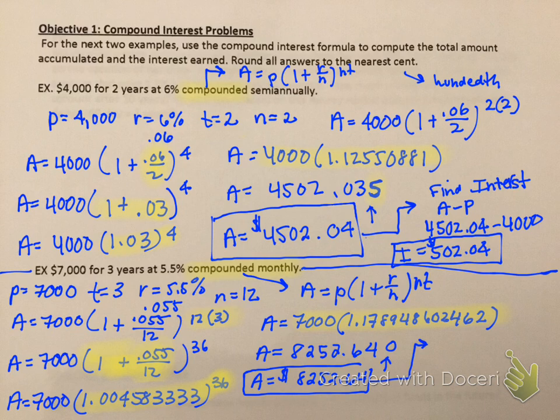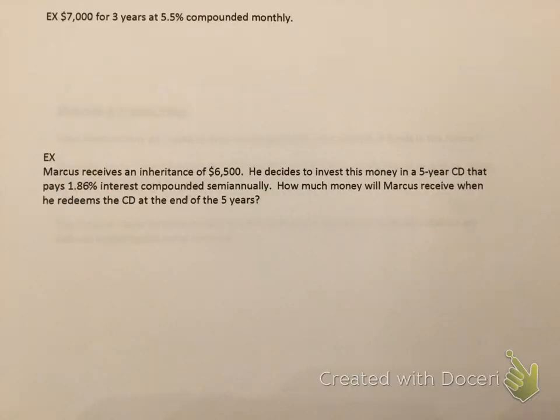All right, and then the interest that I'm going to earn, remember I take amount minus principal. The amount was 8252.64 minus 7,000. And when I do that, I get $1,252.64. That's the interest that I earn over that time period. So it's really great because you put $7,000 in and you get $8,252.64 for just 3 years. It's pretty cool. All right.